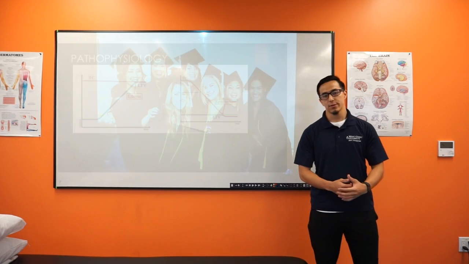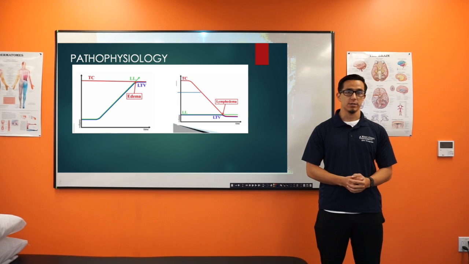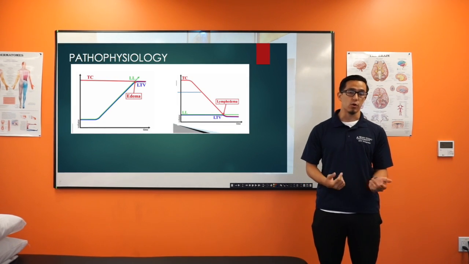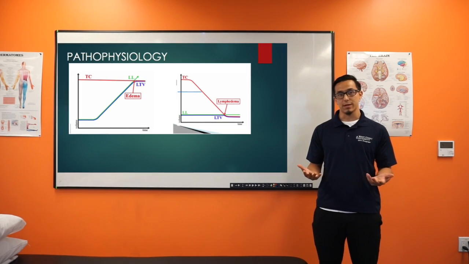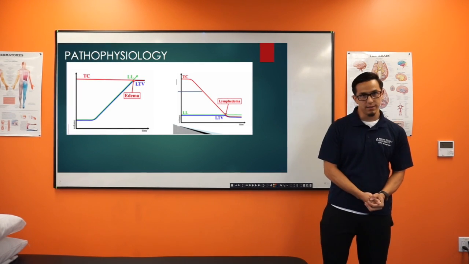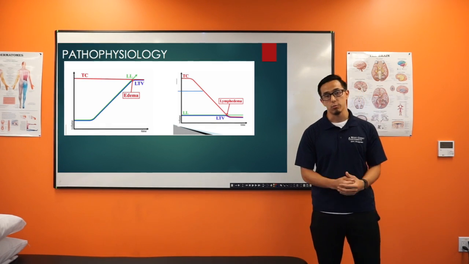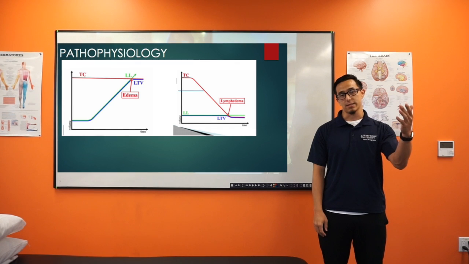So before we get into the pathophysiology of lymphedema, I want to make sure you understand what transport capacity is. Transport capacity is the amount of fluid the lymphatic system can transport under normal physiological conditions. One thing I want to make sure that we know is the difference between lymphedema and edema. Lymphedema is when the transport capacity itself drops below the lymphatic load, whereas normal edema is when the load exceeds the transport capacity.